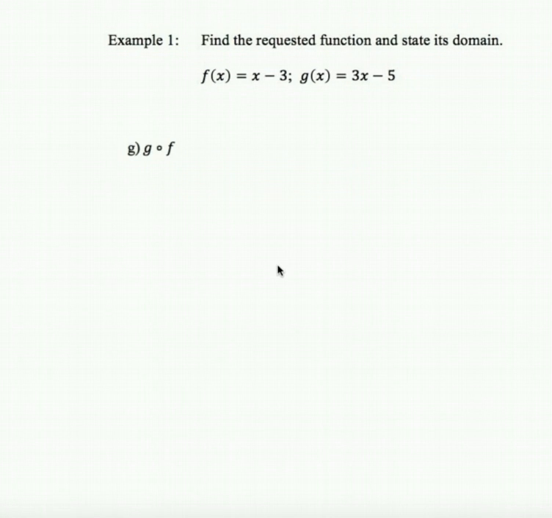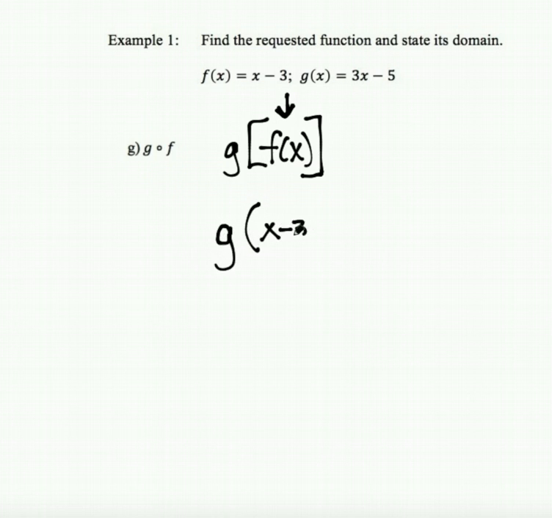For part G, we're going to do another composite function, but this time we're doing g of f. And again, I like to write it using this notation, g of f of x, so that I can clearly see what my inner function is. My inner function is right here, the f of x. So I'm going to take that f of x out and replace it with the actual function. So really I'm finding g of x minus 3. F of x is equivalent to x minus 3. What that's telling me to do is take this x minus 3 and plug it into the g function.